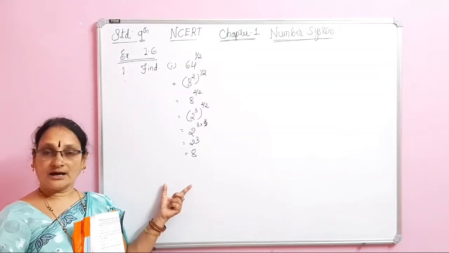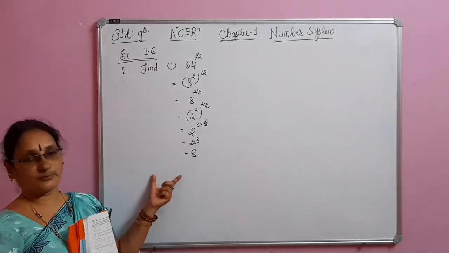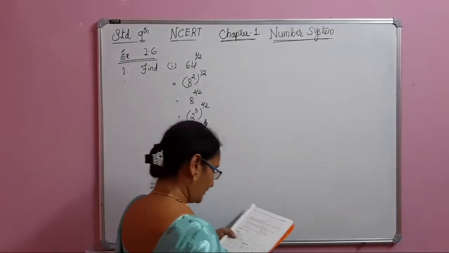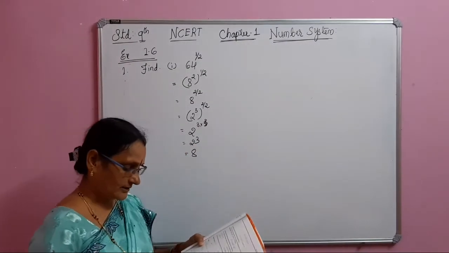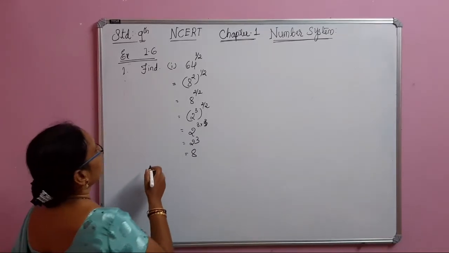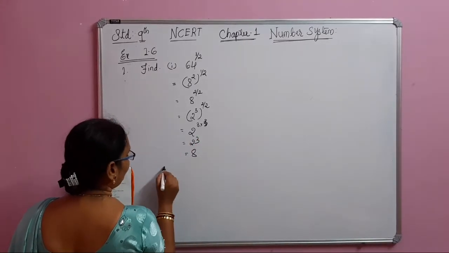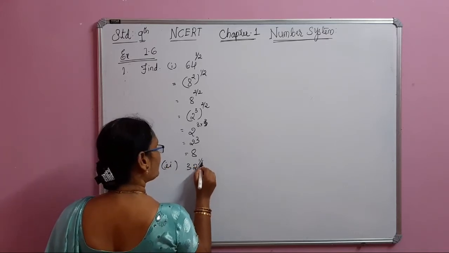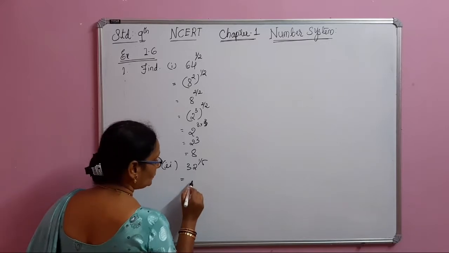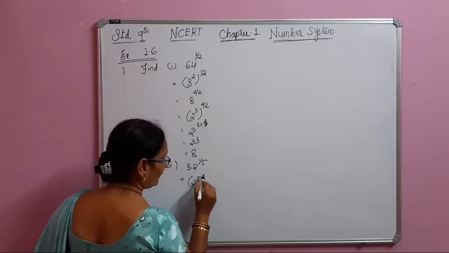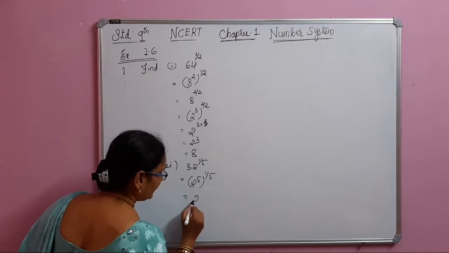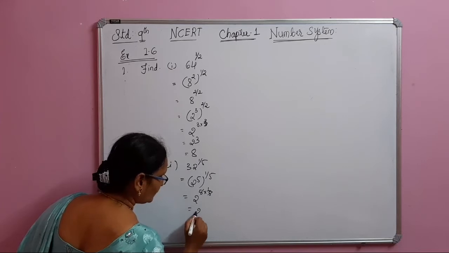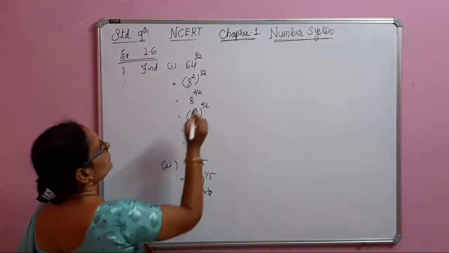This is how to apply the laws of exponents for real numbers. Then the next one, in the same way you can do the second and third. I will do 32 to the power 1 by 5. How to write 32? 2 to the power 5 is 32. So this can be written as 2 to the power 5 into 1 by 5. The 5s cancel, 2 to the power 1, so the answer is 2.